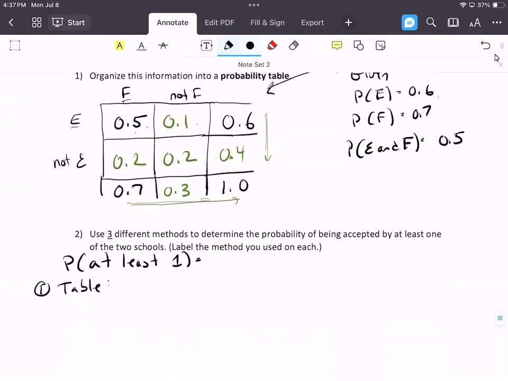We want to know the probability of getting into at least one school. Well, we know the probability that we get into both of them is 0.5. The probability to get E and not F is 0.1, plus the probability of F and not E is 0.2. And there we go, 0.8. And that should make sense, since we see that the probability of getting into neither is 0.2. If we add that together, you would get a total of 1. And you'd be like, well, that sounds really familiar. That sounds like that complement rule. And it is.